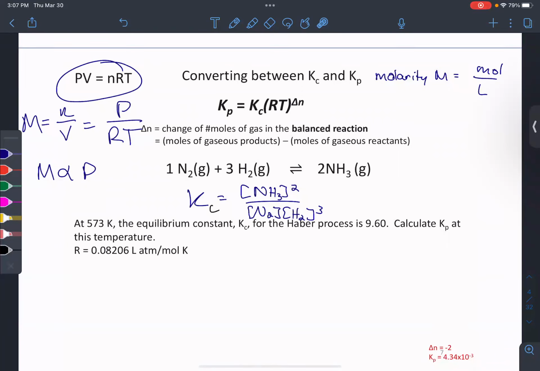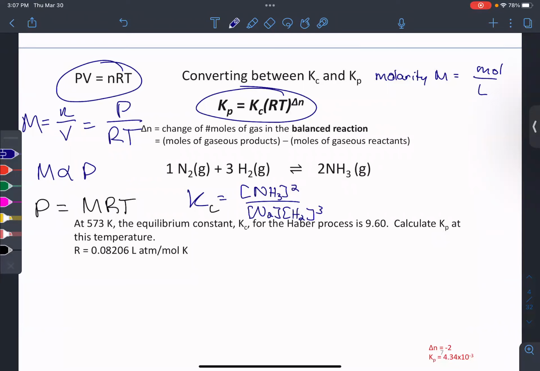I could move some things around and see that pressure is equal to molarity times RT. I know the molarity, so I just have to multiply by RT for every single species in the K expression. I don't want to do that three or four different times, so instead we can use this equation that relates Kp and Kc. See, we have that RT term in the parentheses there.